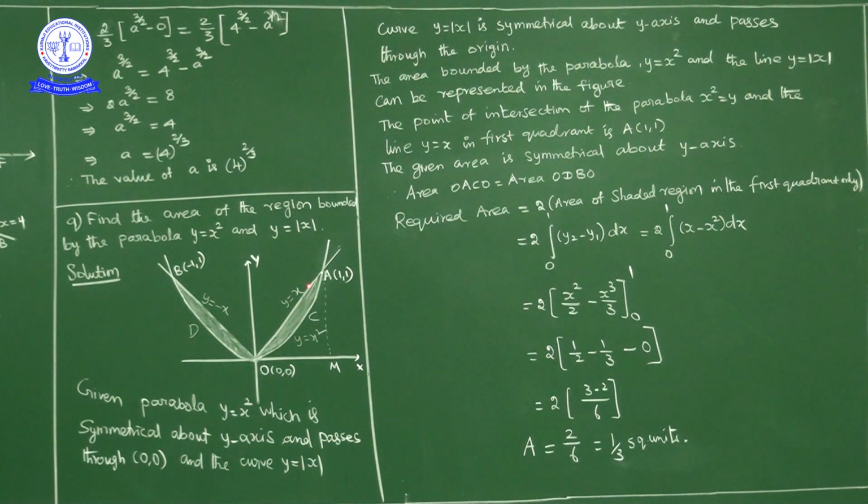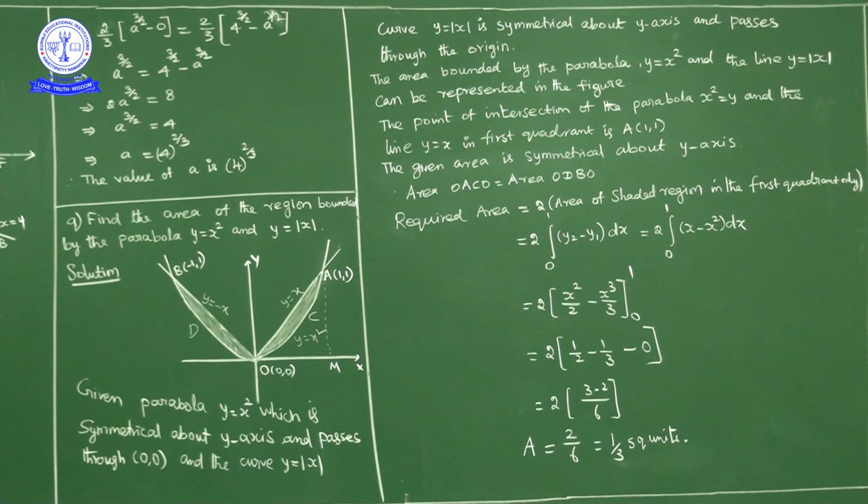So upper curve area minus lower curve area gives the required shaded region area. So the required area is equal to 2 times the area of the shaded region in the first quadrant only. So 2 times the integral from 0 to 1 of y2 minus y1 dx. What is y2? Upper curve. What is y1? Lower curve.